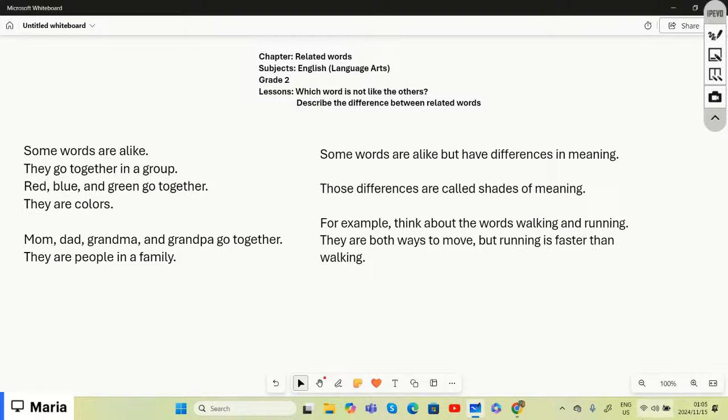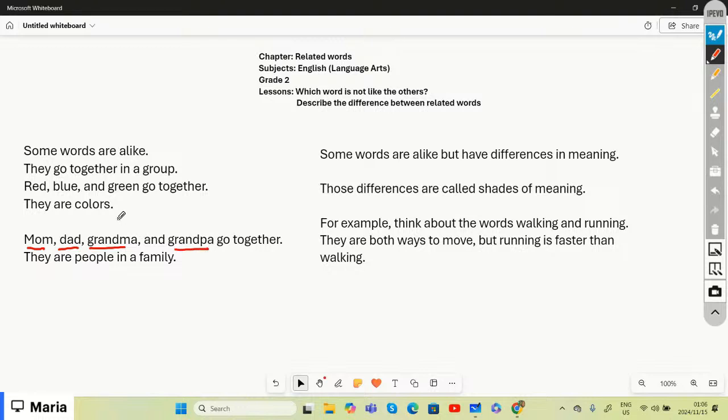So we see that these are colors. Related words are words that are alike. So you'll have a group of words, and these words are alike. And in this case, when we say red, blue, and green, they go together, then we can say that those are colors. Or as in saying mom, dad, grandma, and grandpa go together, and those are people in a family.